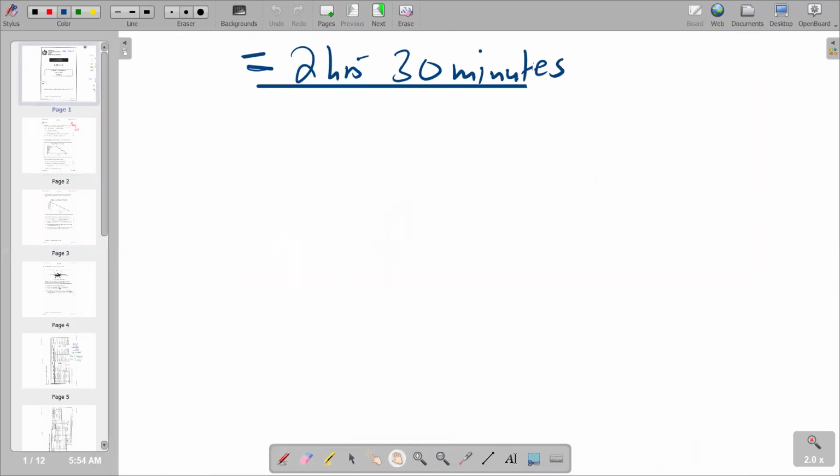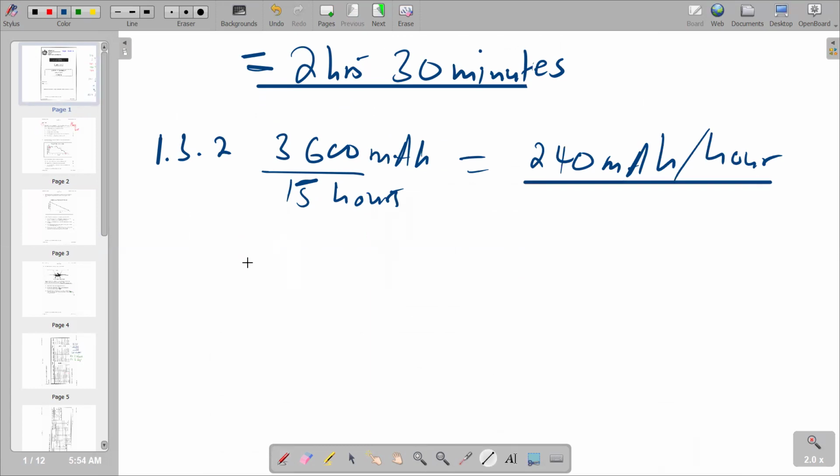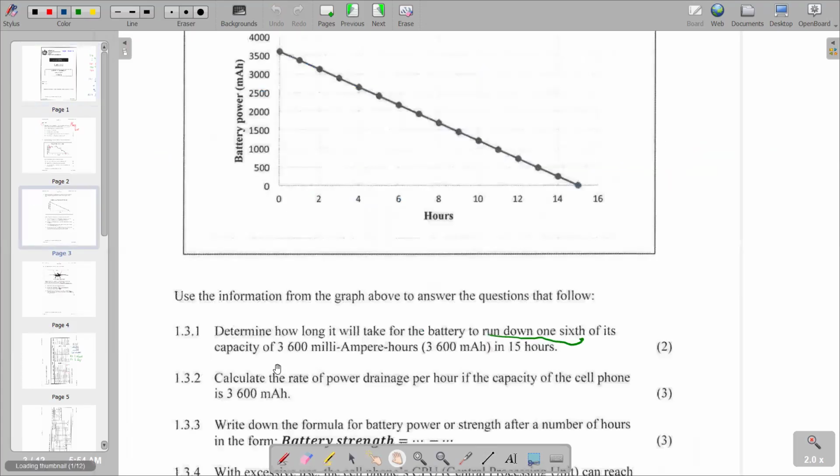See on the second part, 1.3.2, whereby we are saying 3,600 divided. Of course, this one is going to be milli and higher. And then you divide it by 15 hours. It is going to give you 240 milliampere per hour. So this becomes your final answer. So basically, that's what we have, and then we try to move to the next part of our question.